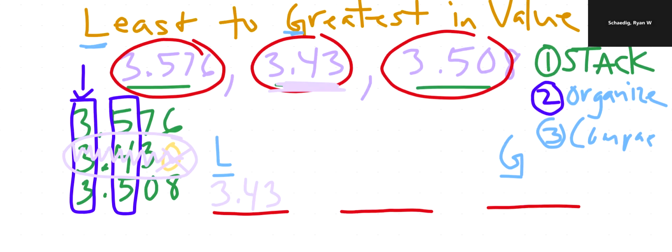And again, let's use black. There's so much color going on here. I have a 3 here. I have a 3 here, so they're the same. I have a 5 here. I have a 5 here, so they're the same. I have a 7 here. I have a 0 here.